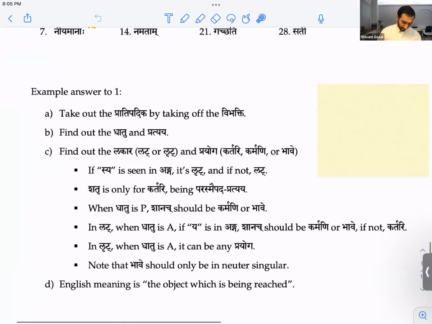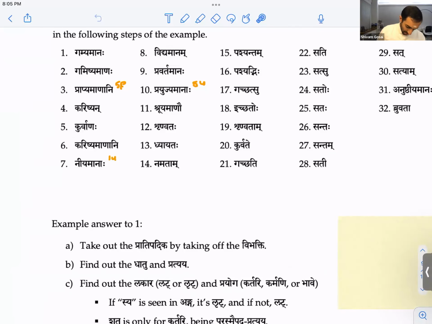Okay, let's do one more since we have time. Karishyan. If we just take off the ending, it would be karishyat. So this dhatu is kṛ dhatu, and the pratyaya, karishyan. Is this ana? No, it's not ana. So it's shatru. It's at at the end.